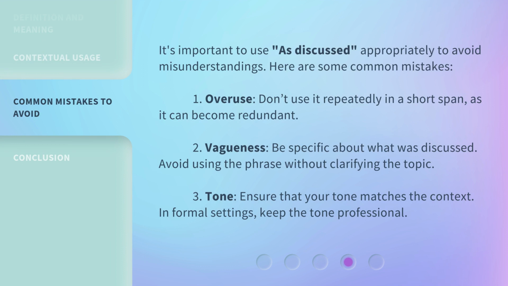It's important to use "as discussed" appropriately to avoid misunderstandings. Here are some common mistakes. 1. Overuse. Don't use it repeatedly in a short span, as it can become redundant. 2. Vagueness. Be specific about what was discussed. Avoid using the phrase without clarifying the topic. 3. Tone. Ensure that your tone matches the context. In formal settings, keep the tone professional.